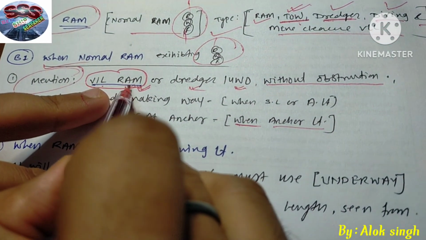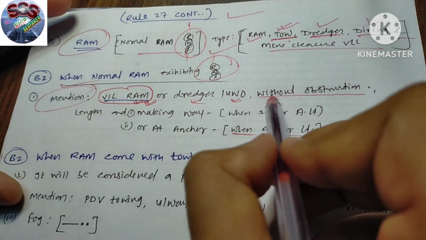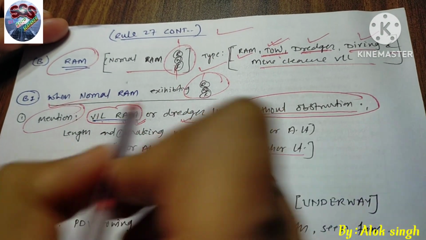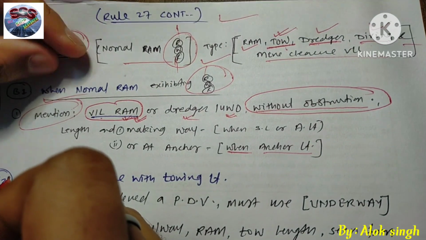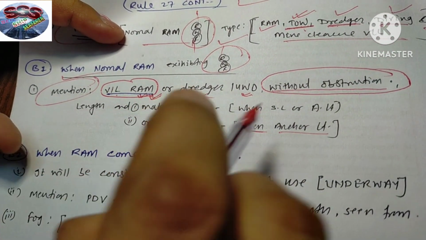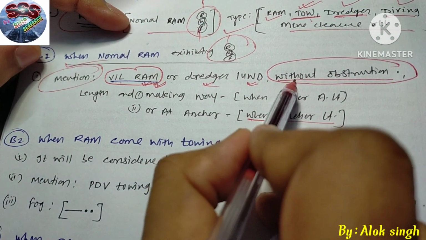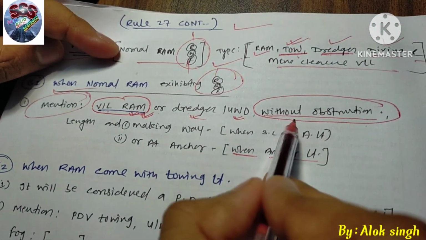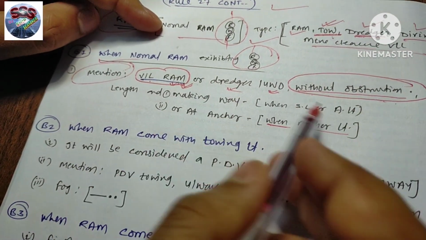This will come secondary, but first the primary is RAM, which we have to say. And the keyword here we have to mention is "without obstruction," because we are not seeing any obstruction. This is the thing which differentiates this RAM from the dredger. So that's why here we have to mention "without obstruction." If there is obstruction, then it becomes a dredger.